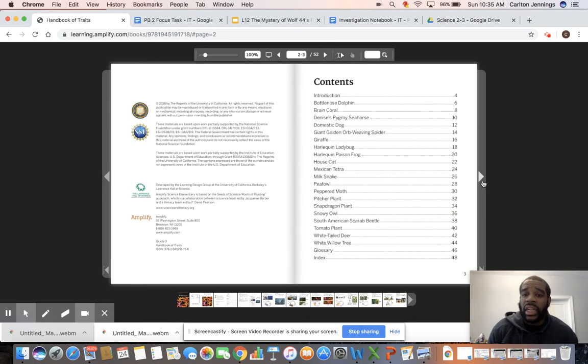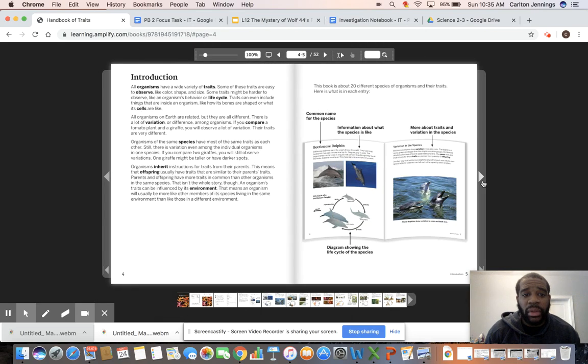And so we'll just read a couple pages. We'll start with the beginning. So, introduction. All organisms have a wide variety of traits. Some of these traits are easy to observe, like color, shape, and size. Some traits might be harder to observe, like an organism's behavior or lifestyle. Traits can even include things that are inside an organism, like how its bones are shaped or what its cells are like. All organisms on Earth are related, but they are all different.